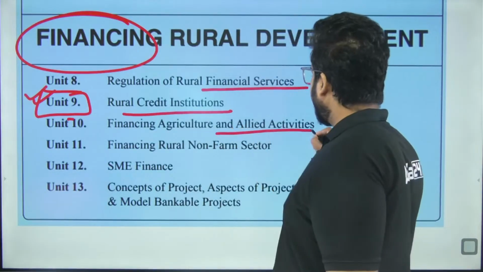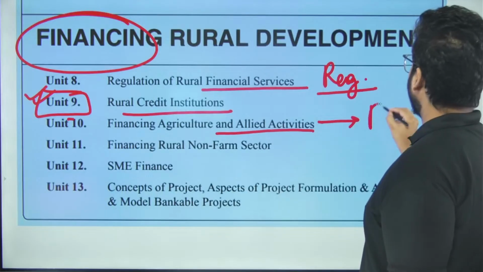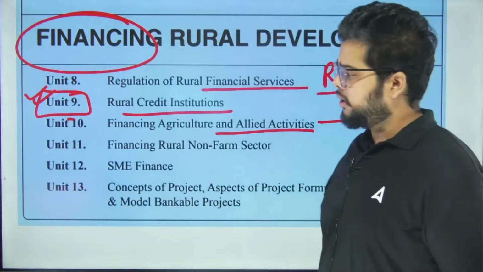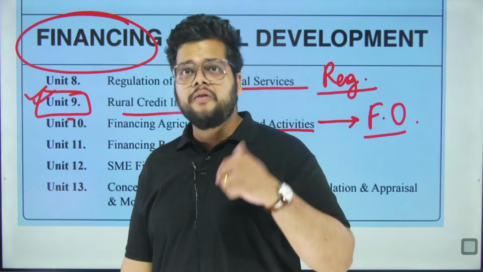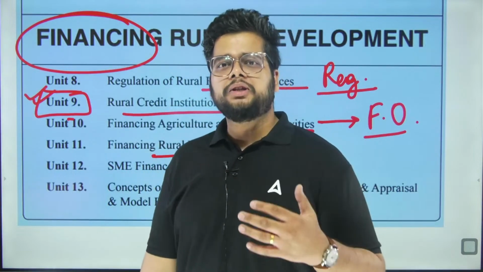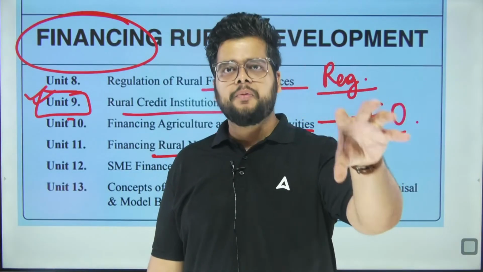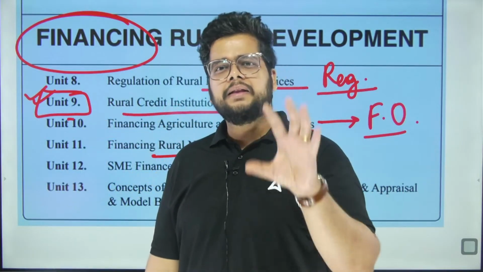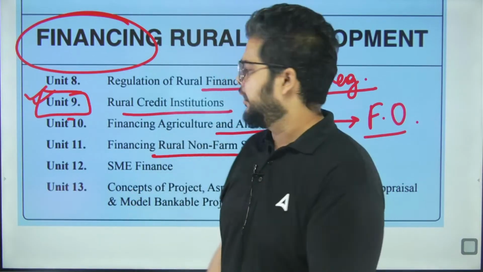Financing the agri and allied services. Here you need to specifically focus upon the financing options. There is one topic, financing options, where you need to focus. Financing the rural non-farm sector. Why is the non-farm sector important for rural development? Because ultimately the employment generation will consist of rural areas, the rural employment, as well as your semi-urban areas, and in both these areas the farm sector will contribute something and the non-farm sector will also contribute something.